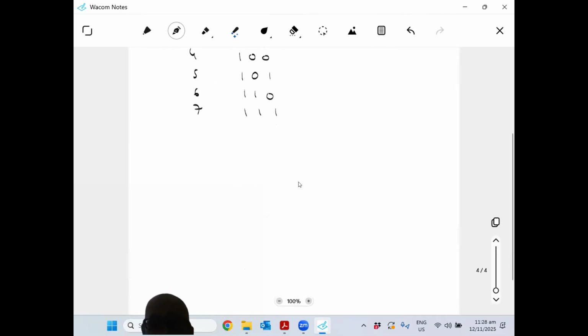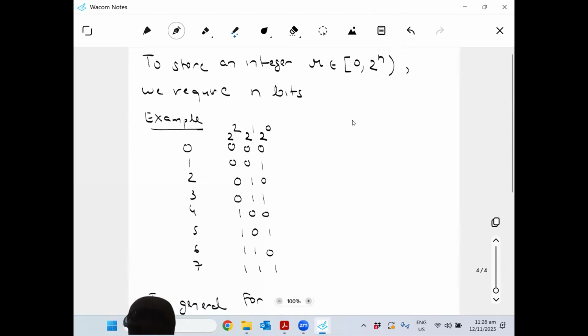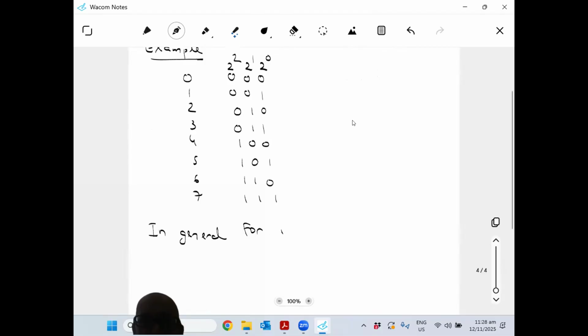So in general, for an integer, okay, fine. So this is for positive numbers. What happens if you have negative numbers? You just add an extra bit. So for negative numbers, just add one extra bit.